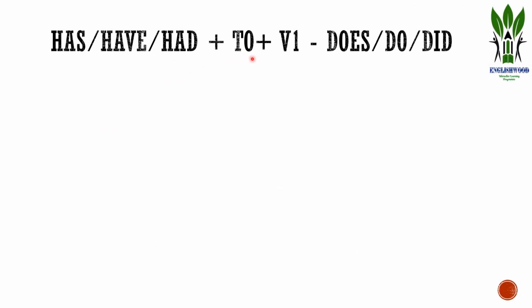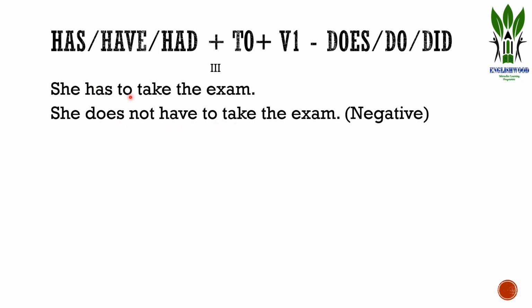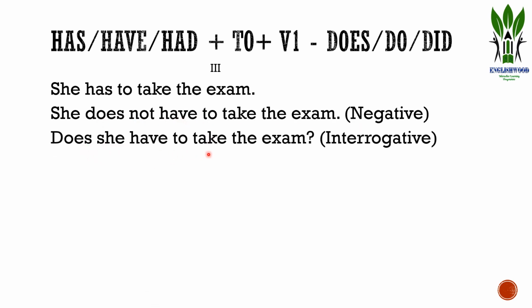Has, have, had plus verb 1: at that time, has, does, have, do, had, did. It is also useful in the tag. Similar case of the tag. She has to take the exam. She does not have to take the exam. Remember, has changes into does for negative, not. Then has changes to have: does not have to take the exam. That is negative. Does she have to take the exam? Interrogative. Simply, does. Does she have to? We are not making negative of this one.